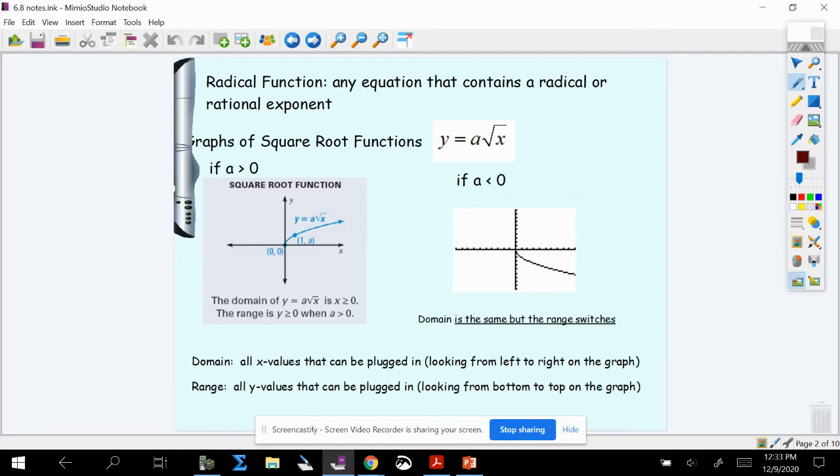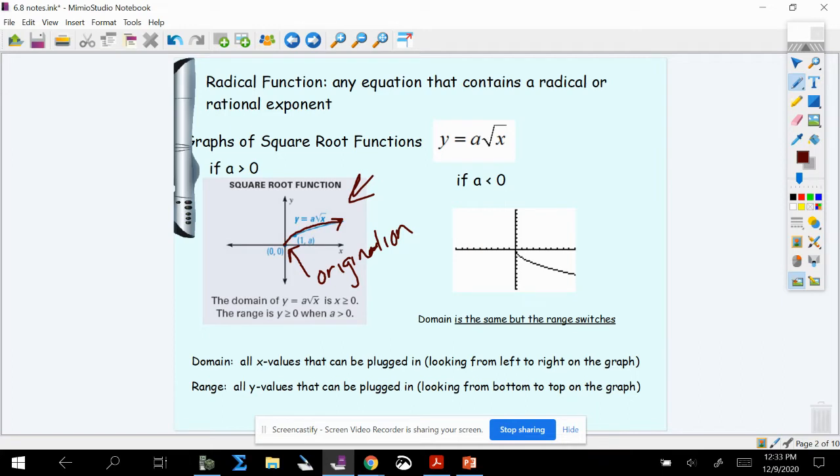So your basic square root function, we call it the parent function, is going to be this one right here. It starts at the origin. So that's kind of the origination of the graph. And then it looks like an arc that goes upwards. That is your basic square root function. Originates at the origin and then arcs upwards.